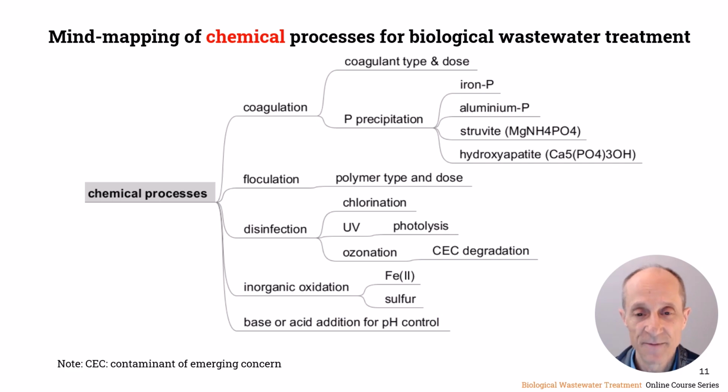Disinfection, which is achieved by chlorination, UV photolysis, ozonation, which also brings the benefit of degrading some components of chemicals of emerging concern. Inorganic oxidation of reduced iron and sulfur, which could increase oxygen requirement. And base or acid addition, which can be used for pH control.